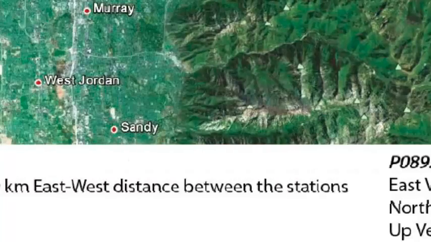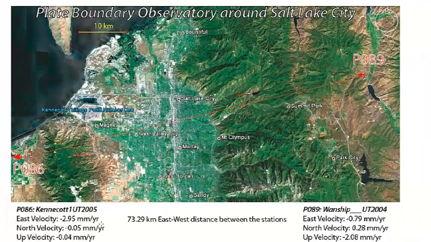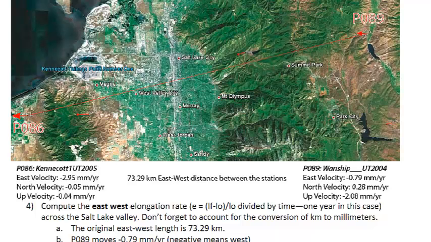And if you compare P089 with P086, you see that it's moving west at 2.95 millimeters a year. So we see that there's an increase in velocity across the Salt Lake area, and that's because there's a big fault zone there called the Wasatch Fault. And we're just going to make this calculation for the easting component. So we just worry about the changes in east velocity and the east-west distance between the stations, even though we know there's a little bit of a north-south change. But let's just worry about the east-west part of the problem to keep it simple.